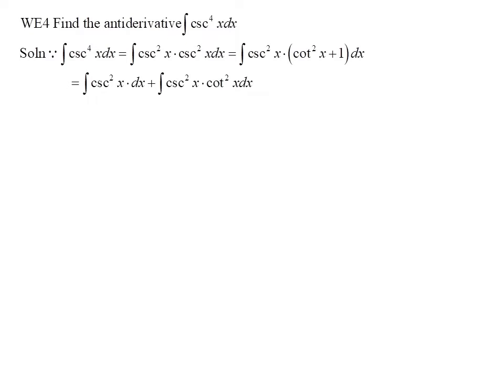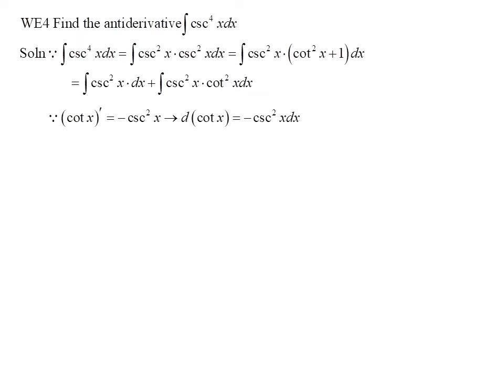Let's look at another example. In example 4, we are going to find a general solution of the integral of cosec to the fourth of x dx. Since the integrand can be written as cosec squared of x times itself, which equals cosec squared of x times (cotangent squared of x plus 1) dx, which can be written as the integral of cosec squared of x dx plus the integral of cosec squared of x cotangent squared of x dx.